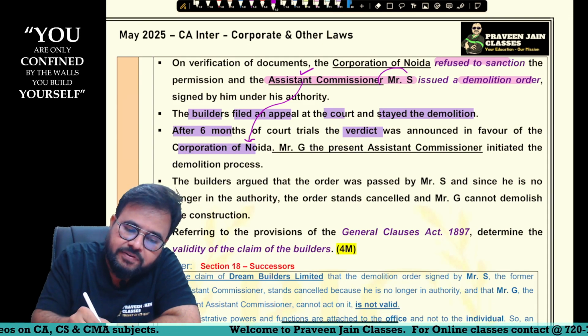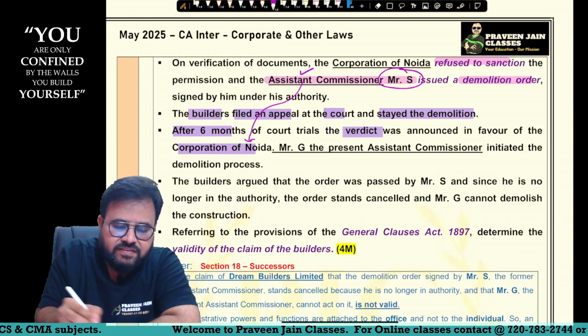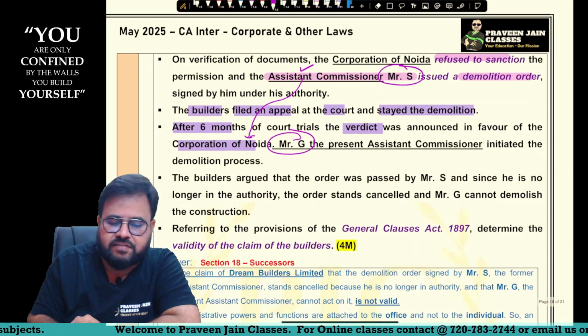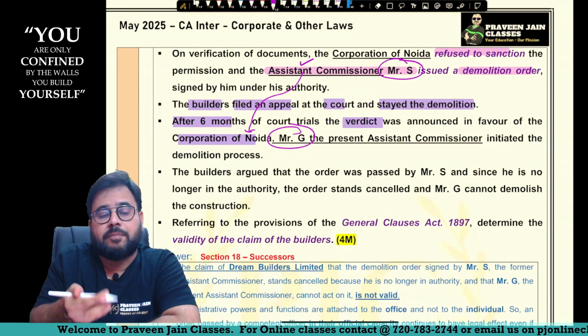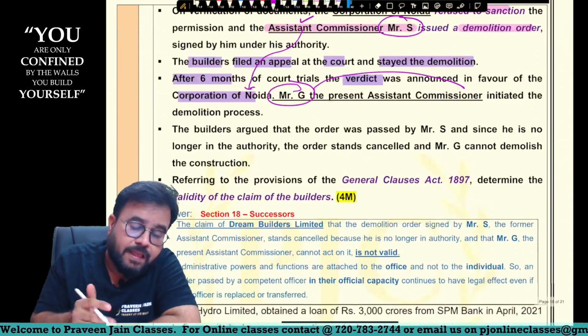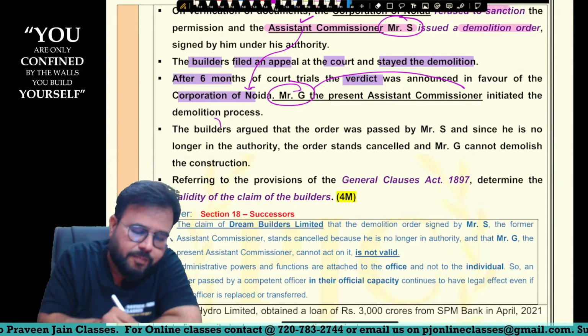But at that time, Mr. S was the assistant commissioner. In these 6 months, Mr. G became the assistant commissioner, sir. Now, because of that, Mr. G started doing the demolition, sir. Now see how much brains the builders have applied, sir. What brains they are applying, sir.